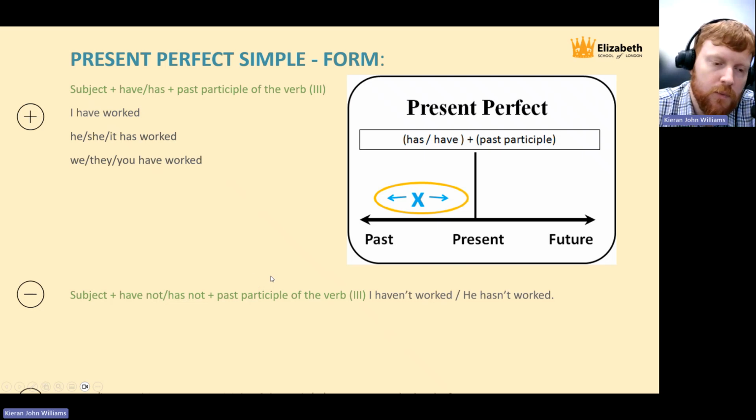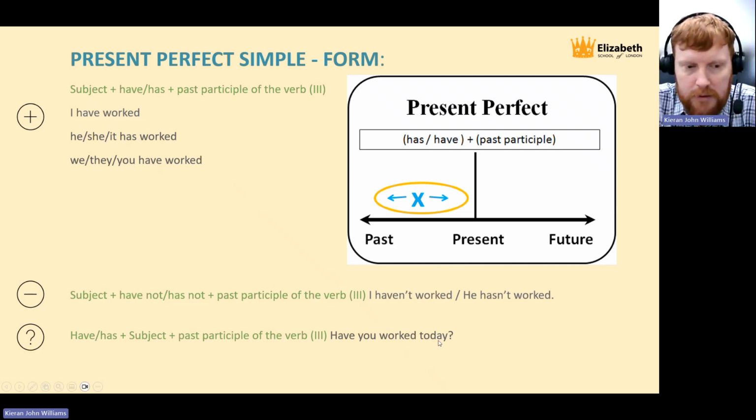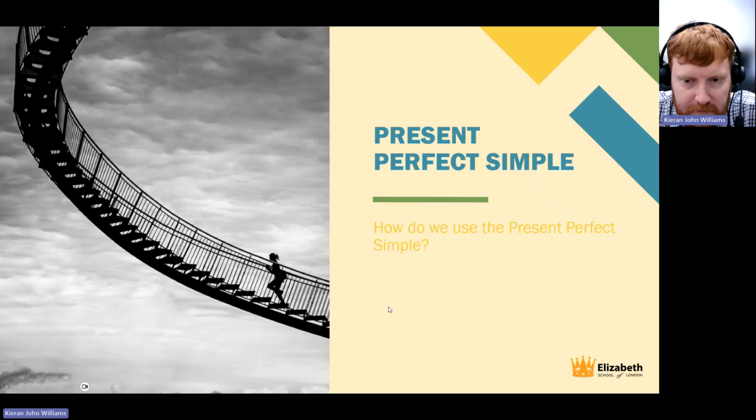And then in the question form, quite similar to the other ones we've looked at, you simply change the word order. Okay, so if we have "I have worked," it becomes "have I worked?" Okay, if we have "you have worked," we change the position again and it becomes "have you worked?" Okay, so that's the easy part. That's how we make it. Now let's think about in which situations we use it.